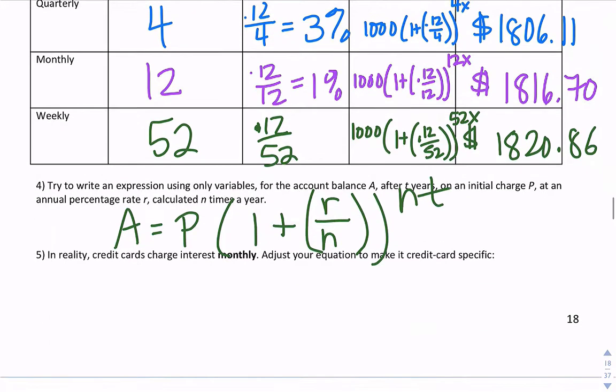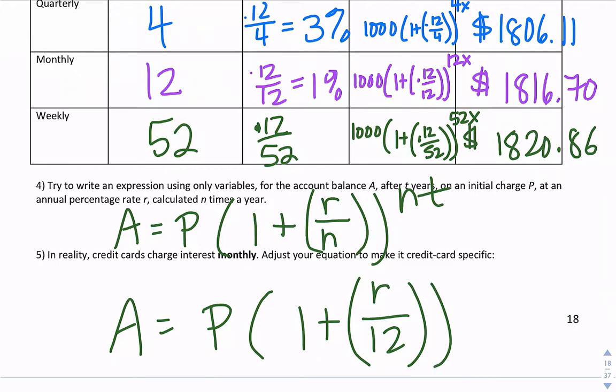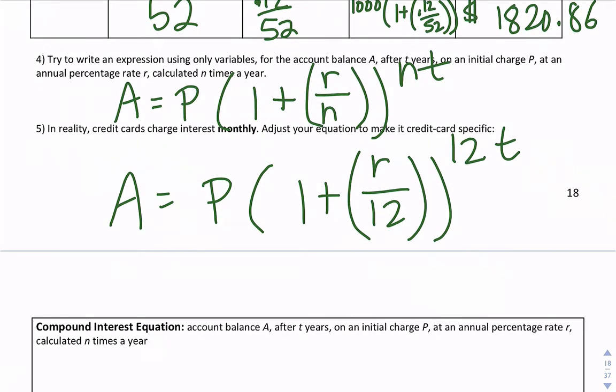All right, so here it is, and it says, in reality, credit cards charge interest monthly. Adjust your equation to make it credit card specific. So we're going to take that equation, our starting value, 1 plus our interest rate divided by 12, for 12 times a year, and then 12 times the number of years. So here it is for the monthly.